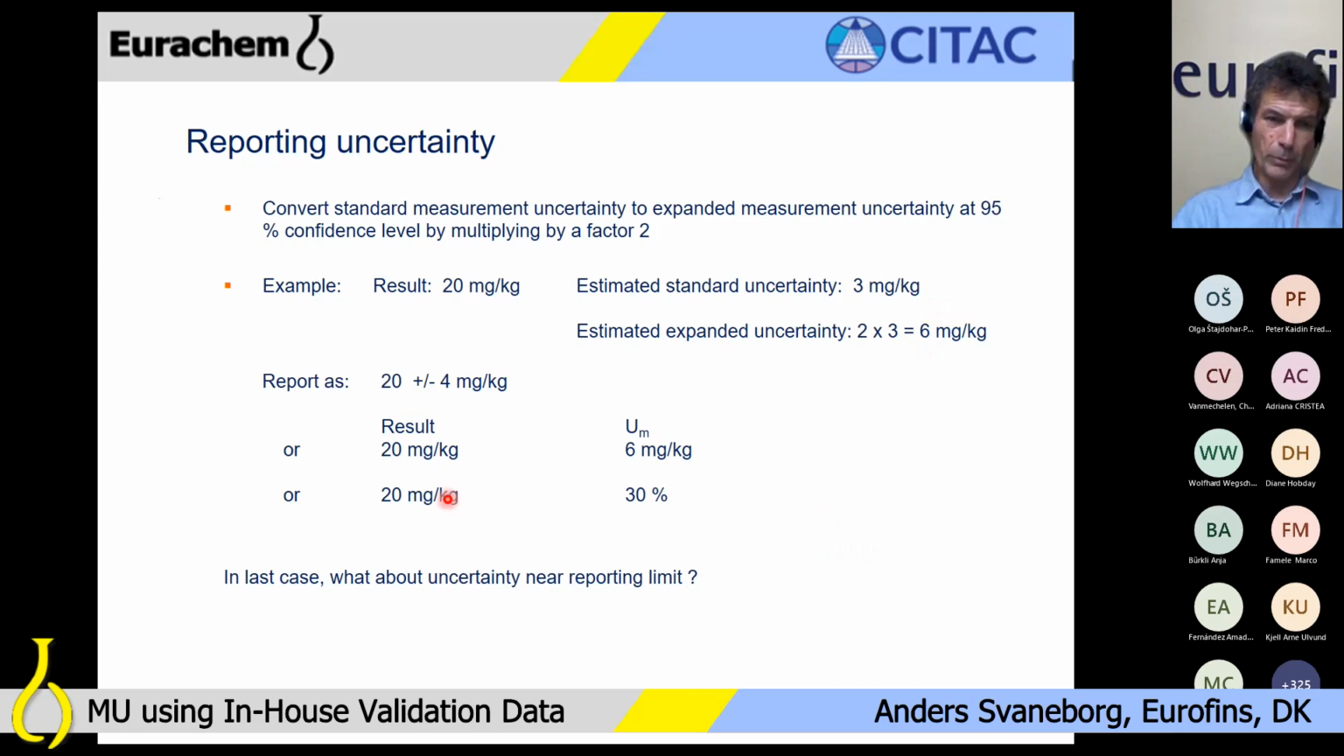So we can report in different ways. Sorry, this should have been 6 and not 4. The result can be reported as 20 milligram per kilo, and the uncertainty 6 milligram per kilo, or it can be reported as 20 milligram, and the uncertainty is 30%. Yes, and in the last case, we report uncertainty near reporting limit.